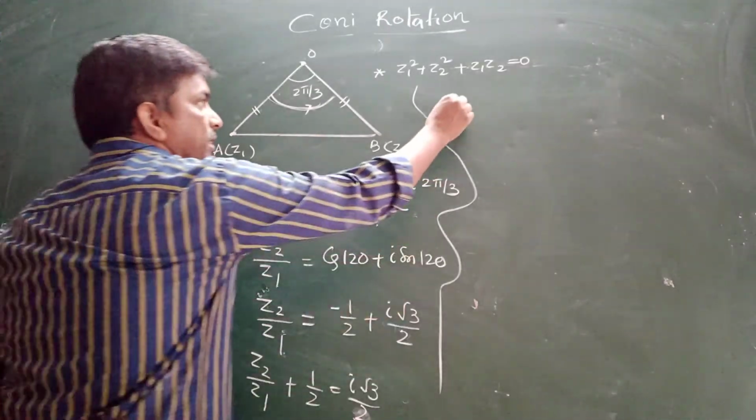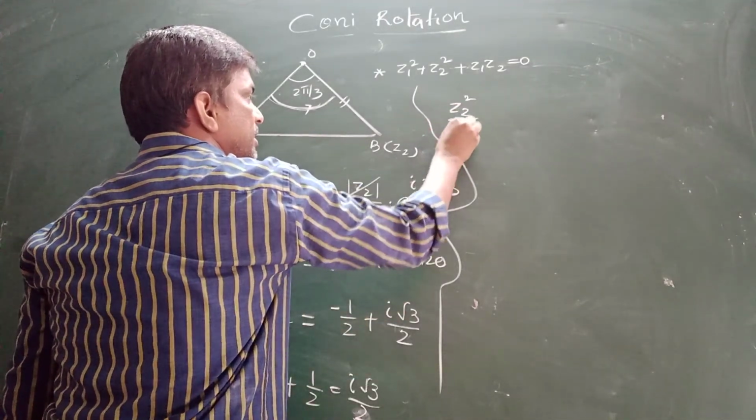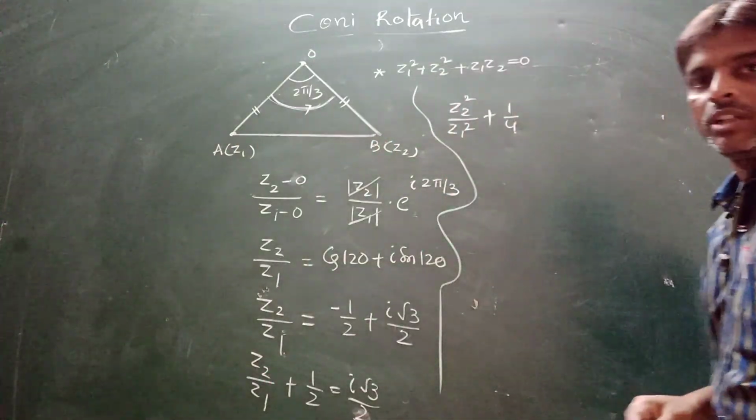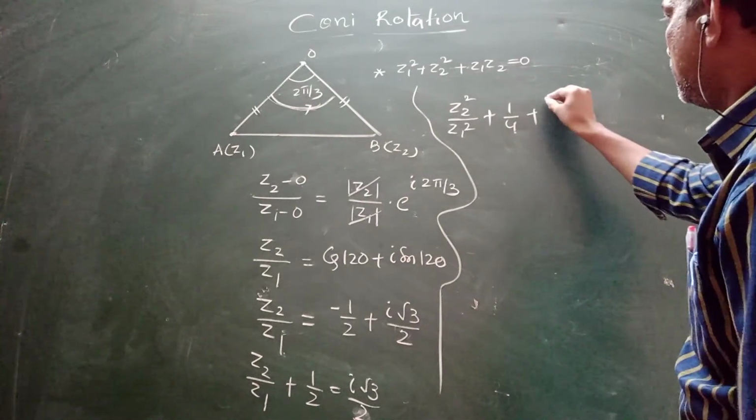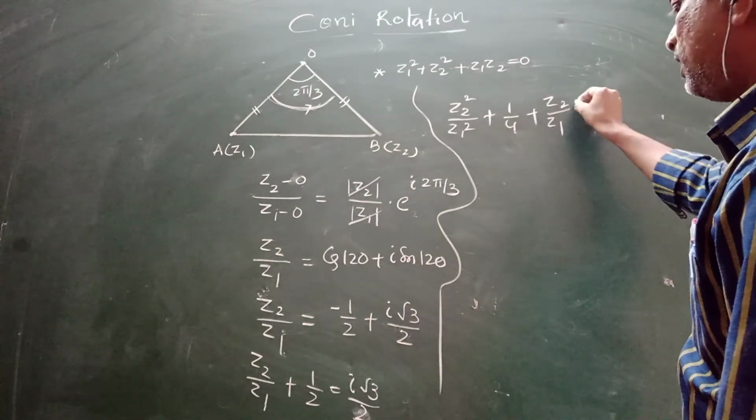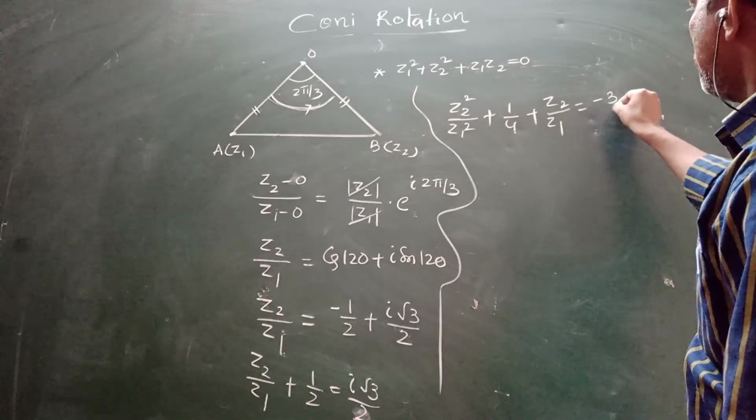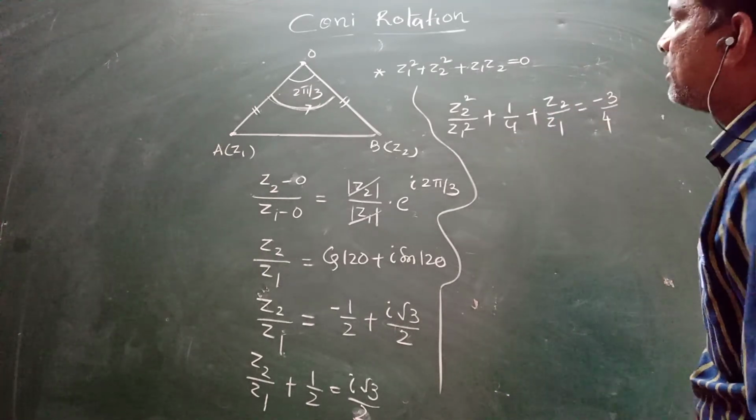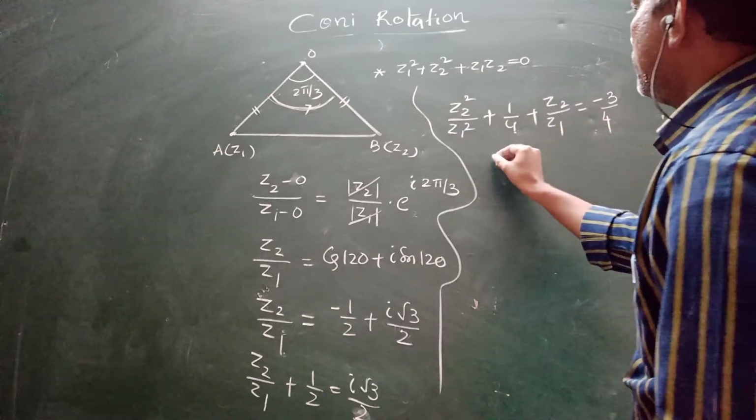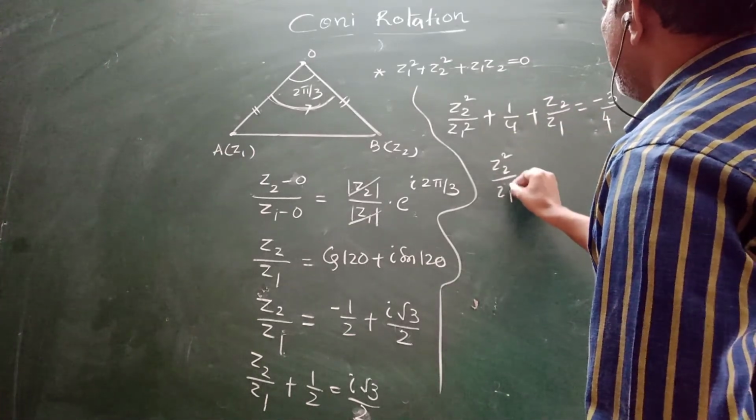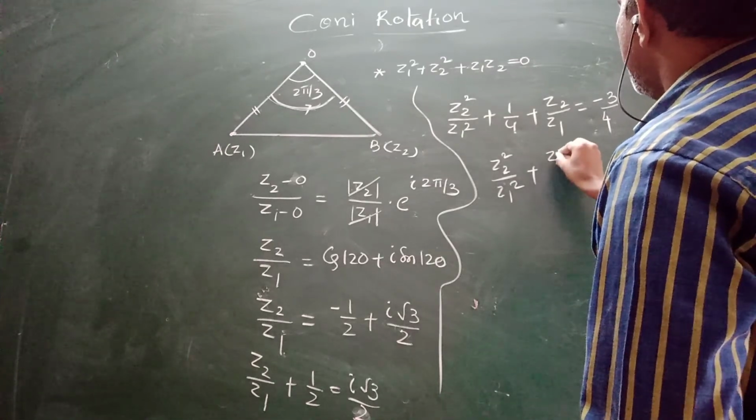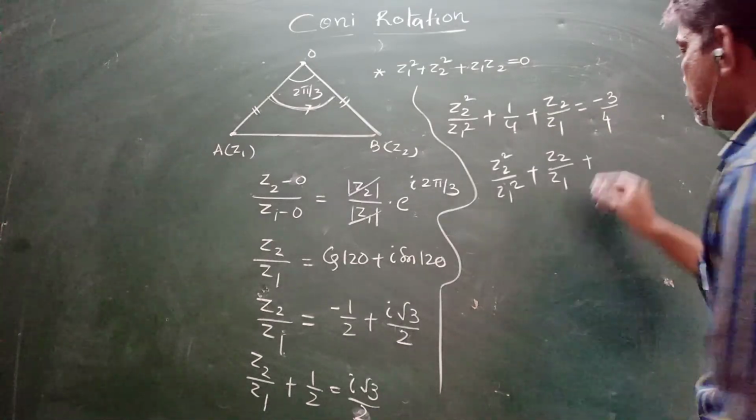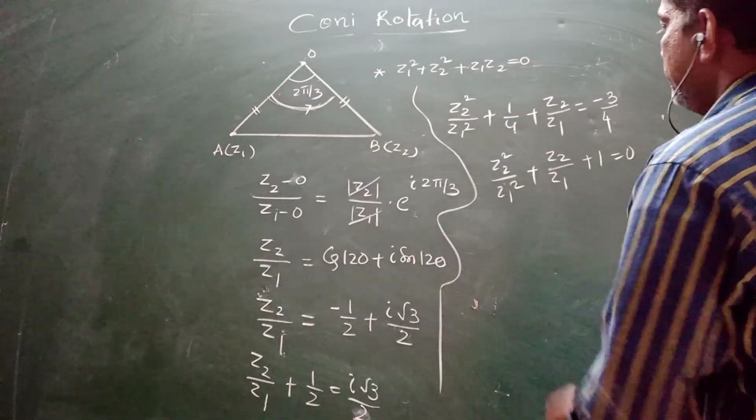So a square: Z2 square by Z1 square, plus b square, 1 by 4, plus 2 times of the product. So 2 times of the product is nothing but Z2 by Z1, that is equal to minus 3 by 4. Now this minus 3 by 4 you club with 1 by 4, so you get 1. So what are you going to get? Z2 square by Z1 square plus Z2 by Z1 plus 1 by 4 plus 3 by 4, that is 1, is equal to 0, and the LCM is Z1 square.